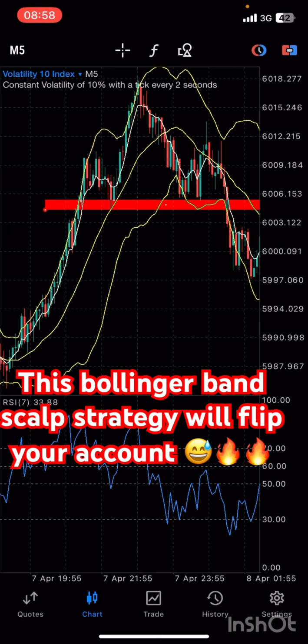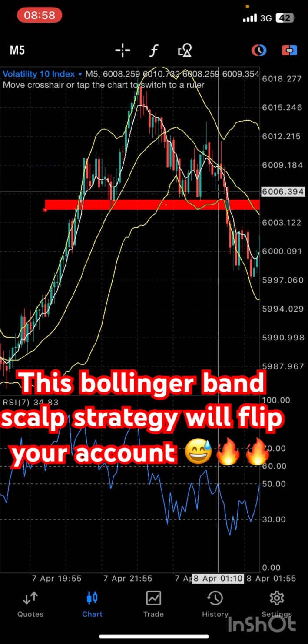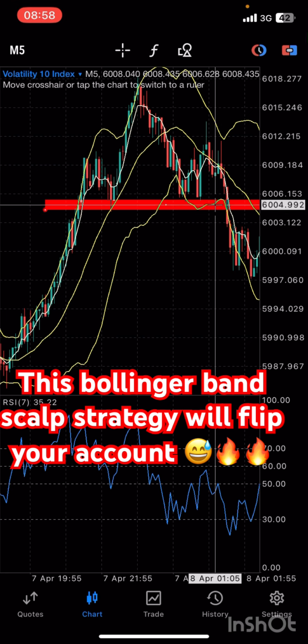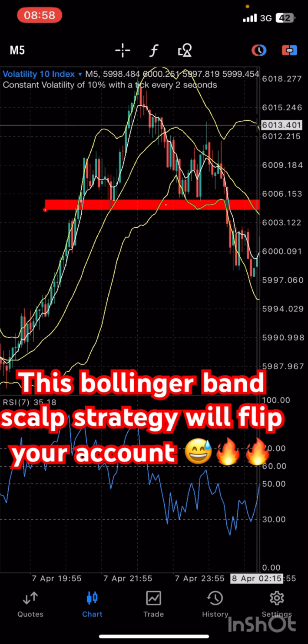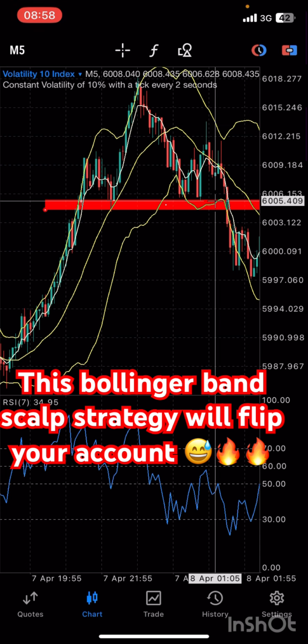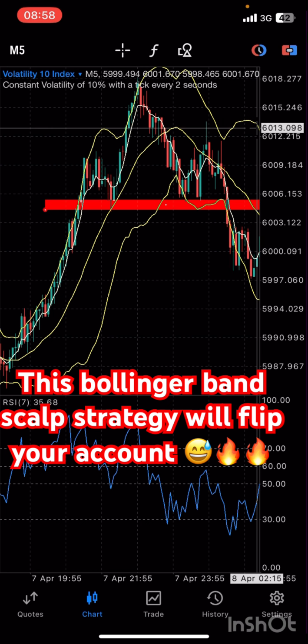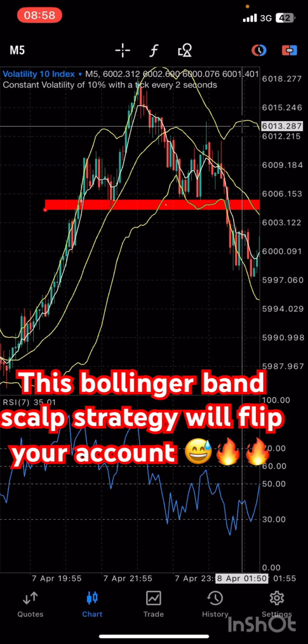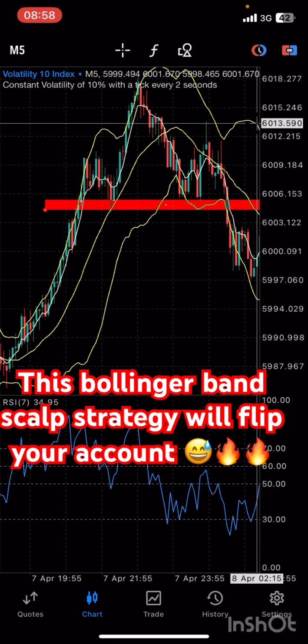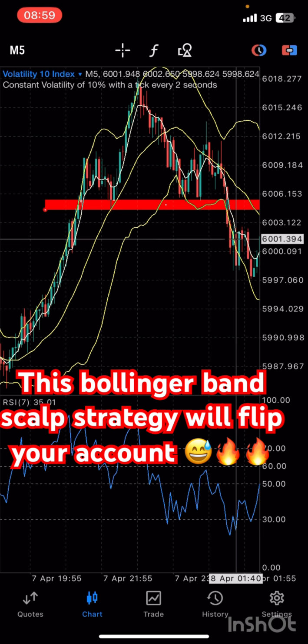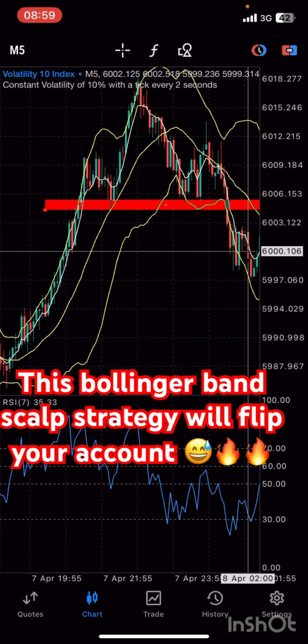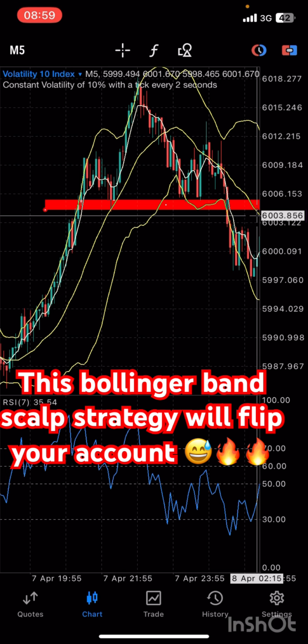I'll be looking for a sell. But how am I supposed to be looking for that? I want this particular support zone to be in line with the top of the Bollinger Bands. If my support zone is not in line with the top of the Bollinger Bands, I may not take that trade. So if, for instance, the top of the Bollinger Bands was somewhere down here, and my support zone is on the top, even if price touches the top of my Bollinger Bands, I will wait for it to come to this point before finding the sell.